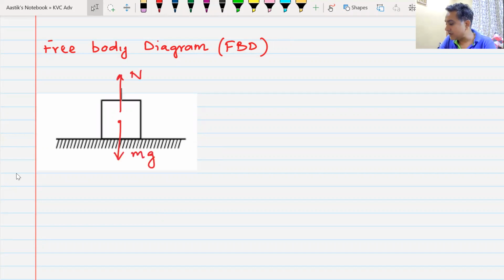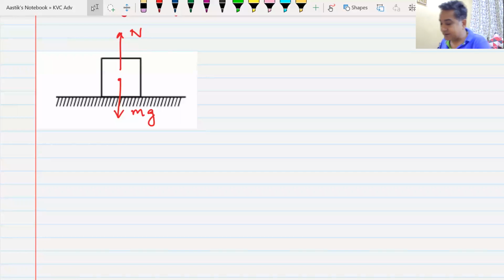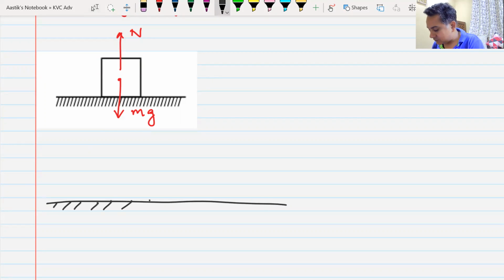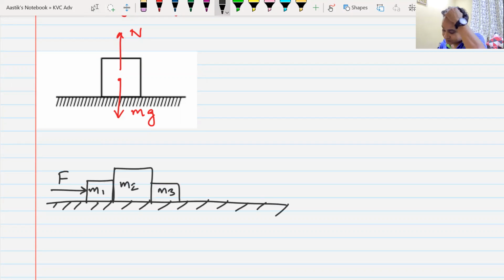Yes, sir. Okay. I'm looking if I can get more diagrams where you have to draw free body diagrams, so that I don't have to draw them on my own. I don't see them, so I'll draw on my own. And this is the next one. Let us say I have a surface, plane surface. I have three bodies, M1, M2, M3, and I apply a force F on this. Can you draw the three body diagrams of M1, M2, and M3? I'll give you 2 minutes.